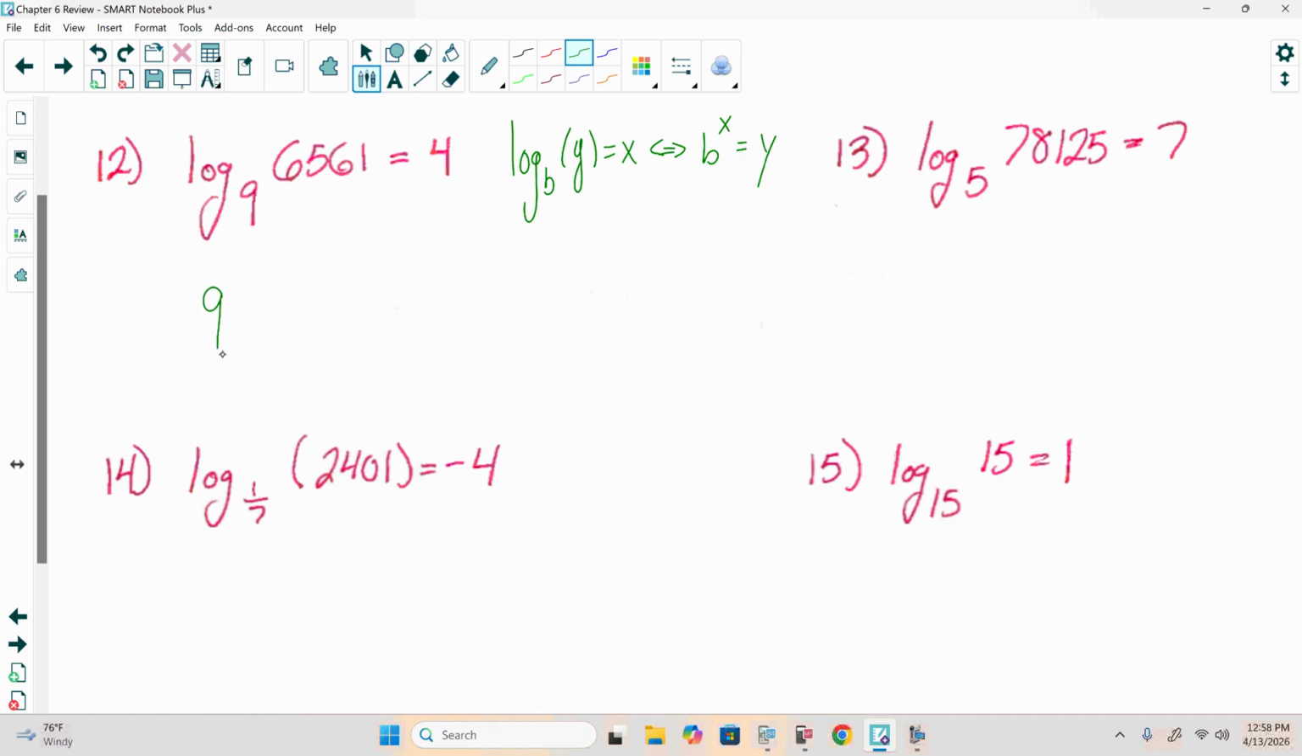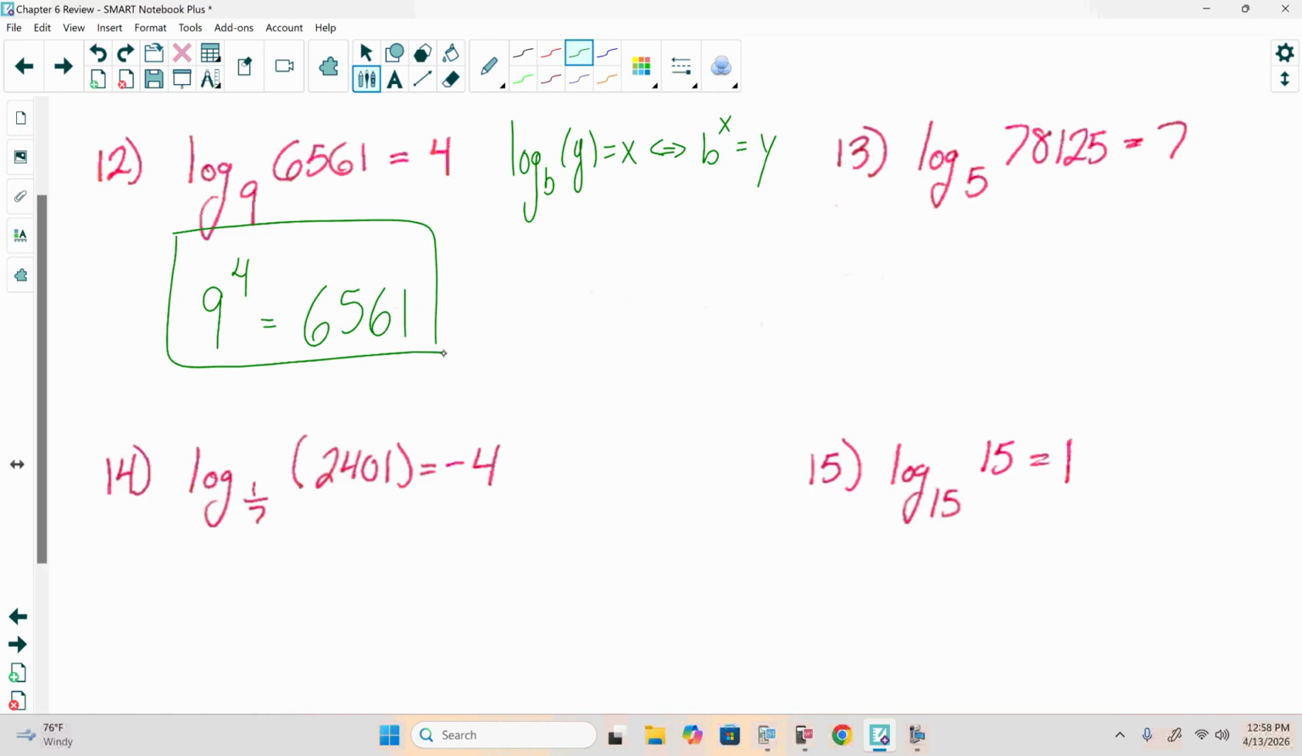Well, our base, b, is 9. Our x in the logarithmic form is 4, so it's going to be 9 to the 4th for our b to the x, equals y. Well, y is 6,561. So the exponential form is going to be 9 to the 4th is equal to 6,561. Questions on this here?